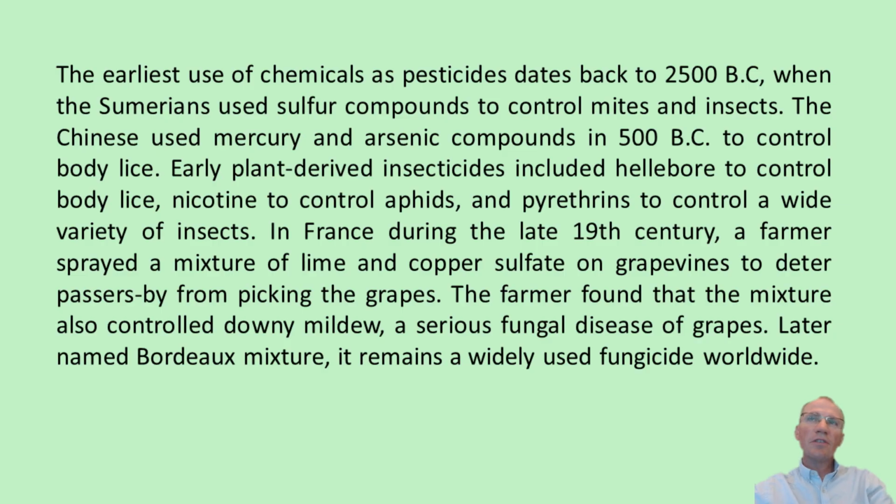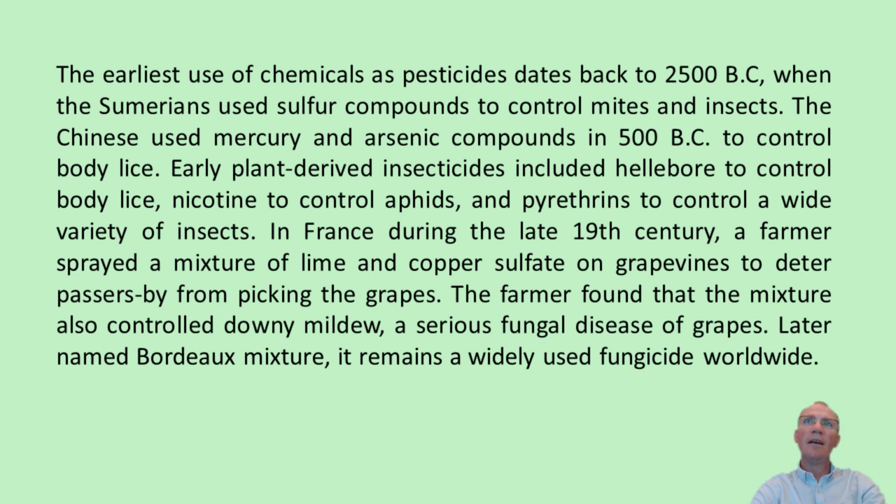The earliest use of chemicals as pesticides dates back to 2500 BC, when the Sumerians used sulfur compounds to control mites and insects. The Chinese used mercury and arsenic compounds in 500 BC to control body lice. Early plant-derived insecticides included hellebore to control body lice, nicotine to control aphids, and pyrethrins to control a wide variety of insects.